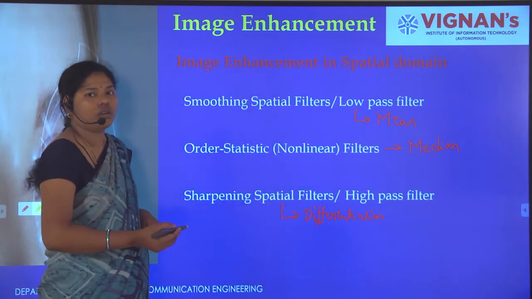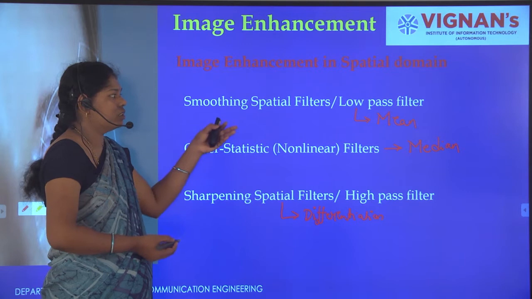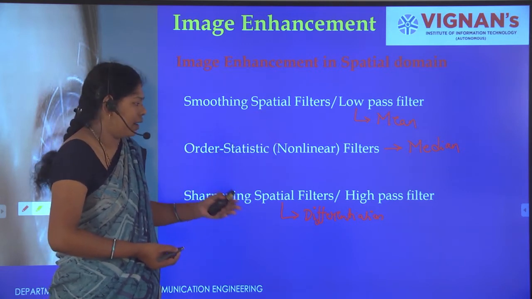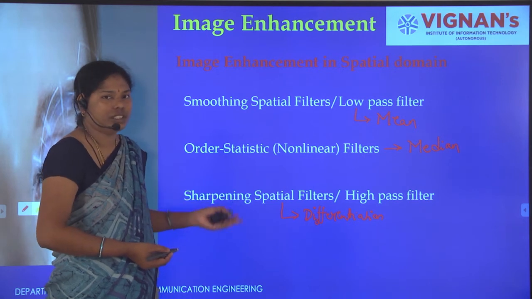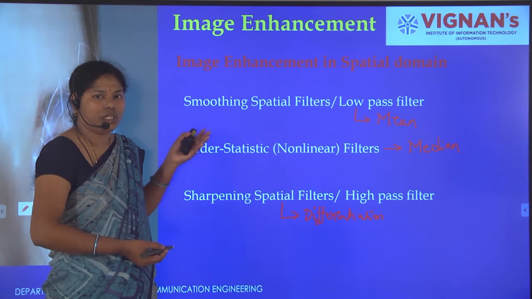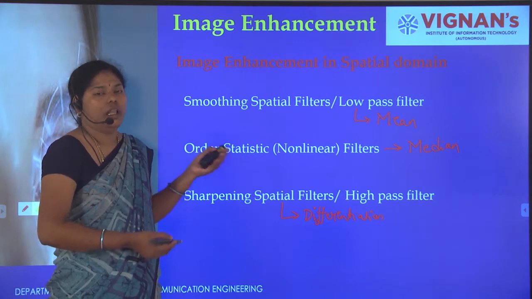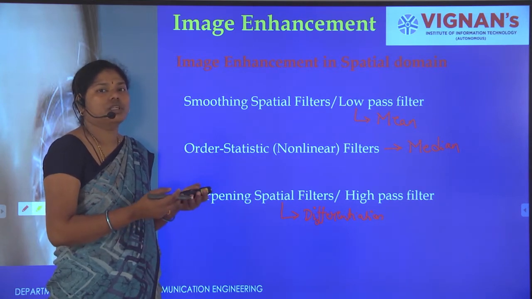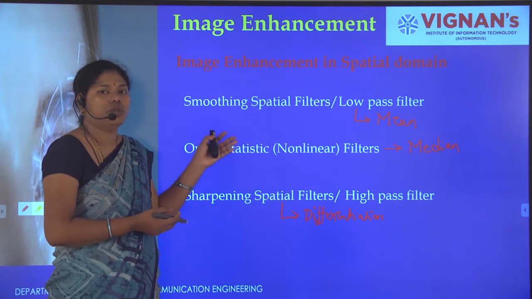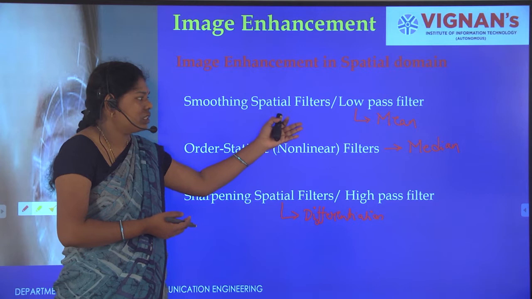Already in analog electronics, we know that the low pass filter is nothing but an integrator operation and the high pass filter is nothing but a differentiation operation. The same thing we are applying here, but the input here is an image. In analog electronics we use analog signals, and in this case the input is an image, but the operation is the same.